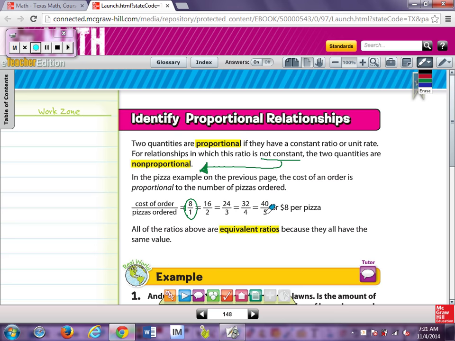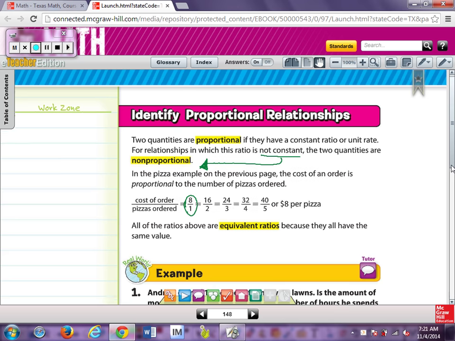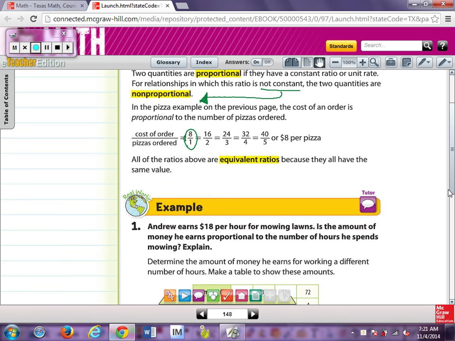You will always have multiplying or dividing happening in a proportional relationship, not addition or subtraction. And you must know that now. And as a matter of fact, I think we should actually write that down on the side. Proportional relationships always have multiplying or dividing going on. And we will discover exactly what that means as we keep going on.